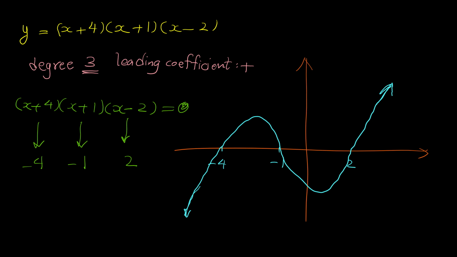Attention, if the polynomial is not in factored form, first you have to factor it to find the x-intercepts. We will see examples that are not in factored form, but this example was in factored form, so it was easy to find the x-intercepts.